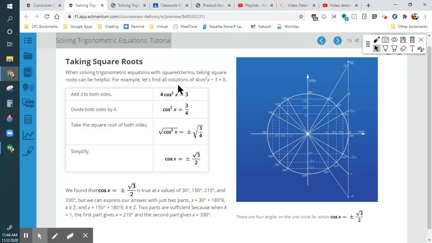So this, we use the same steps. And once we find all the steps, we just use our unit circle to solve for it.